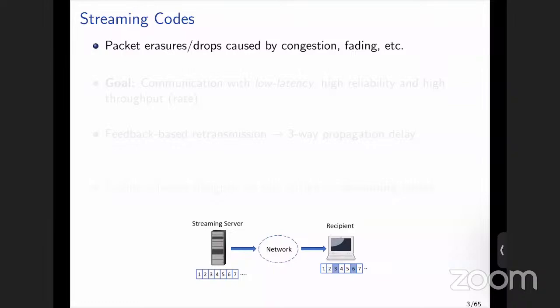Unfortunately, some of the packets are getting erased. That's indicated by those shaded rectangles. Here, for example, packet 3 and packet 6 are getting erased, so the recipient is receiving only 1, 2, 4, 5, 7, and so on. These packet erasures or drops could be caused by multiple reasons, depending on the channel. For example, it could be due to network congestion, or due to fading in the case of wireless networks.